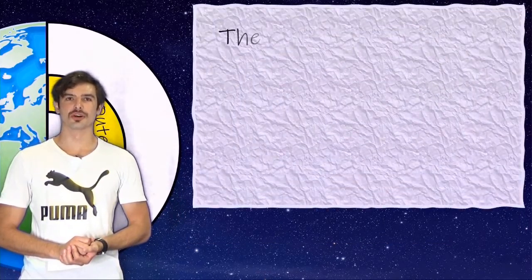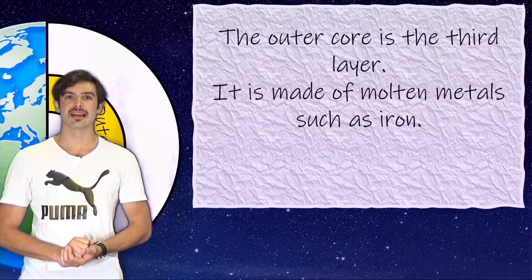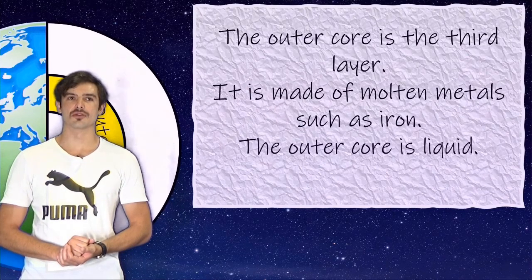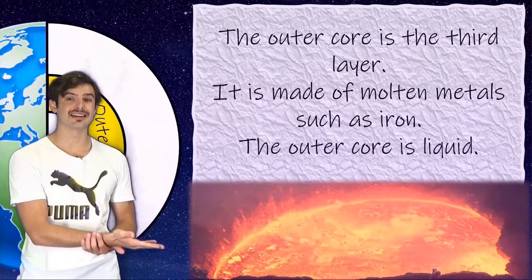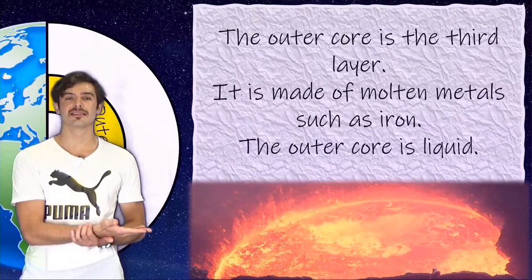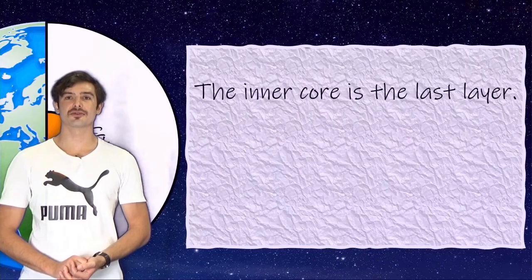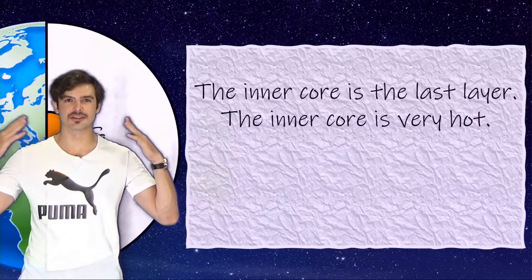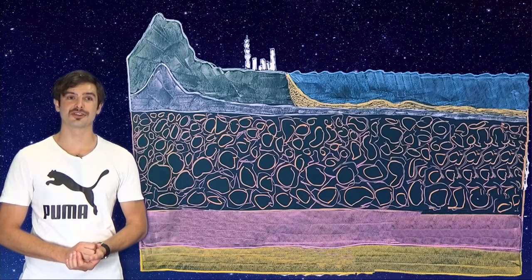The outer core. The outer core is the third layer of the earth. It is made of molten metals such as iron. The outer core is liquid. So as you can see, it is so hot that it would melt metals such as iron. The inner core. The inner core is the last layer of the earth. The inner core is very hot. The inner core is about as hot as the surface of the sun.